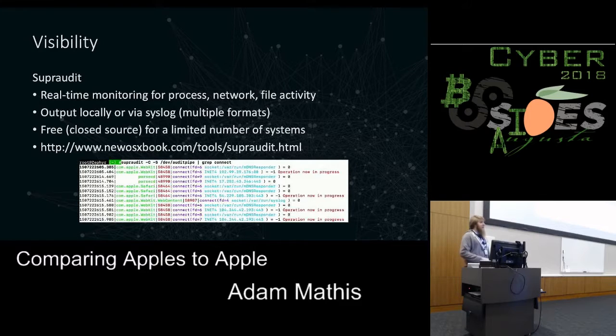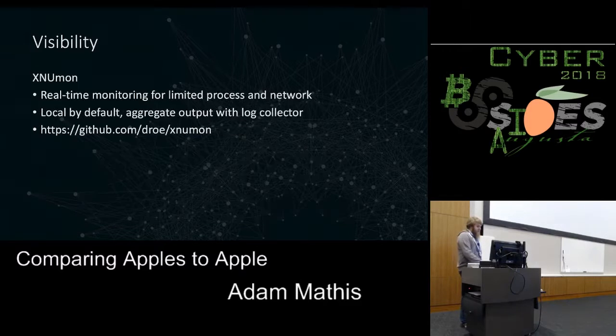SuperAudit is one I really like, written by Jonathan Levin. This is a real-time tool. He basically reversed praudit from old Unix fame and came up with a better implementation for Mac. It can output in this format that you see down here or in JSON, and it has native syslog, so you can pipe that up to any kind of system that you want. So that's definitely worth looking at.